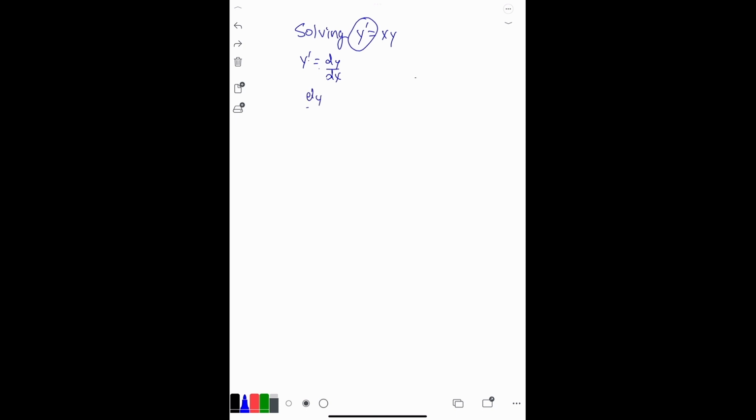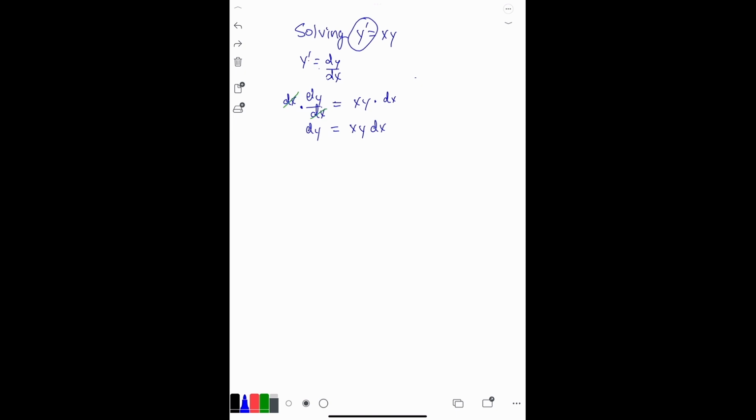So we have dy dx is equal to xy. Now to get the x's on one side, we're going to multiply by dx on this side as well as on this side, just like in algebra, right? Next, we're going to cancel the dx's out on the left side, and that just leaves us with dy is equal to xy times dx.